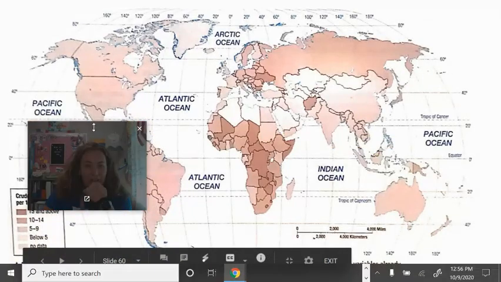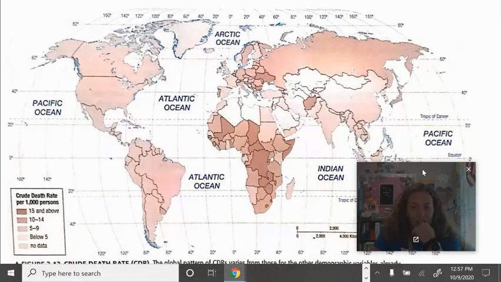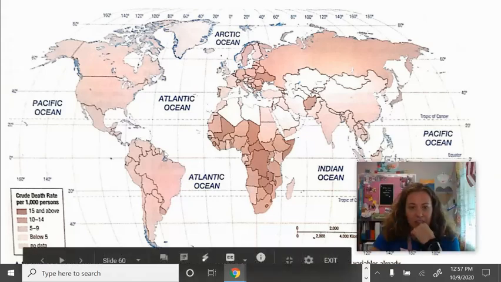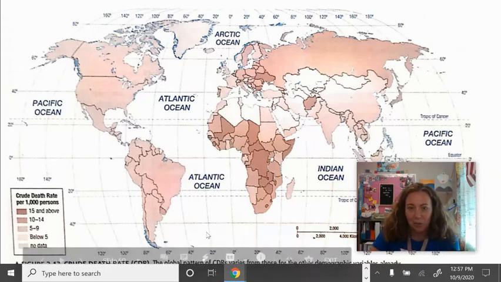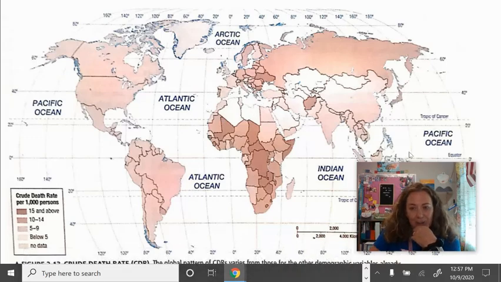All right, so here's again a map of crude death rates around the world. What we're looking at here is the correlation between, out of every 1,000 people, how many are expected to die within that crude death rate. And again, you can see this same pattern going on throughout the world.